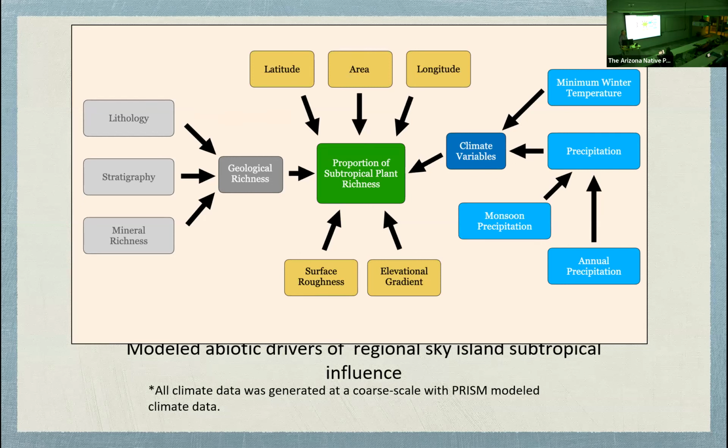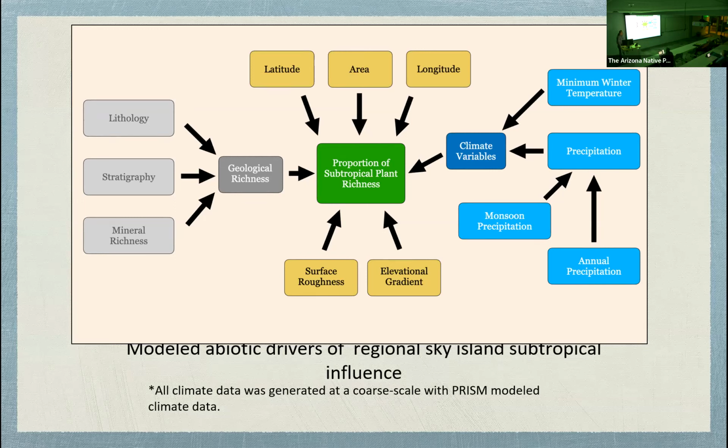The climate variables are known to be the greatest driver of species richness. So we looked at 2 aspects of precipitation, total annual precipitation and monsoon precipitation, to see if seasonal precipitation would be more significant than the total. Trying to narrow it down to one temperature, the most significant, minimum winter temperatures. How cold does it get in the winter, which is well known to be a limiting factor with subtropical plants.